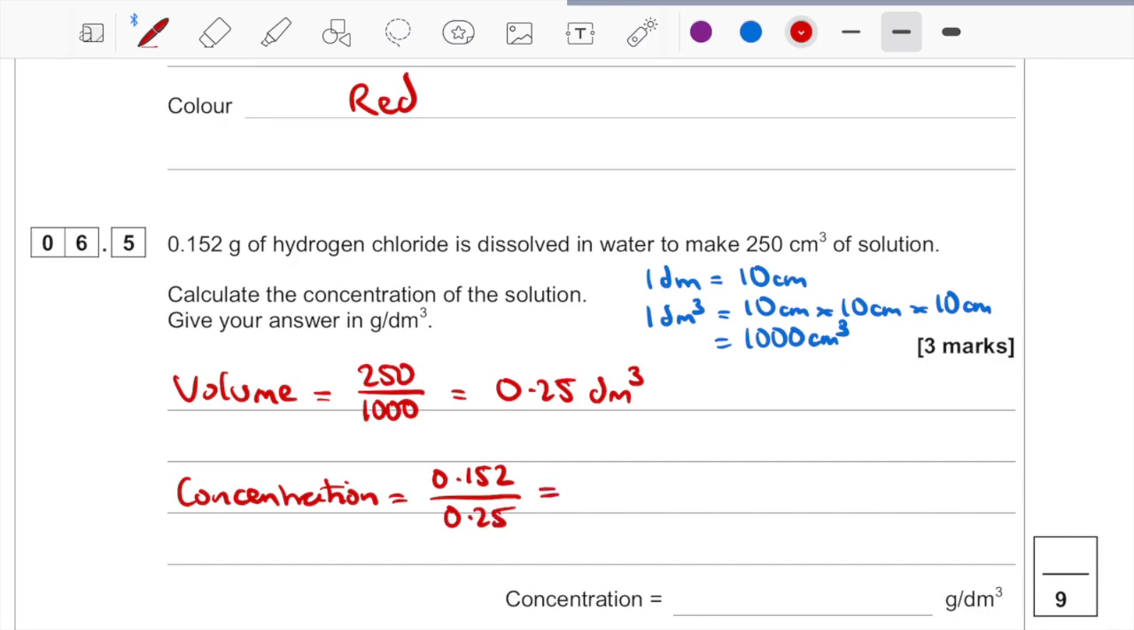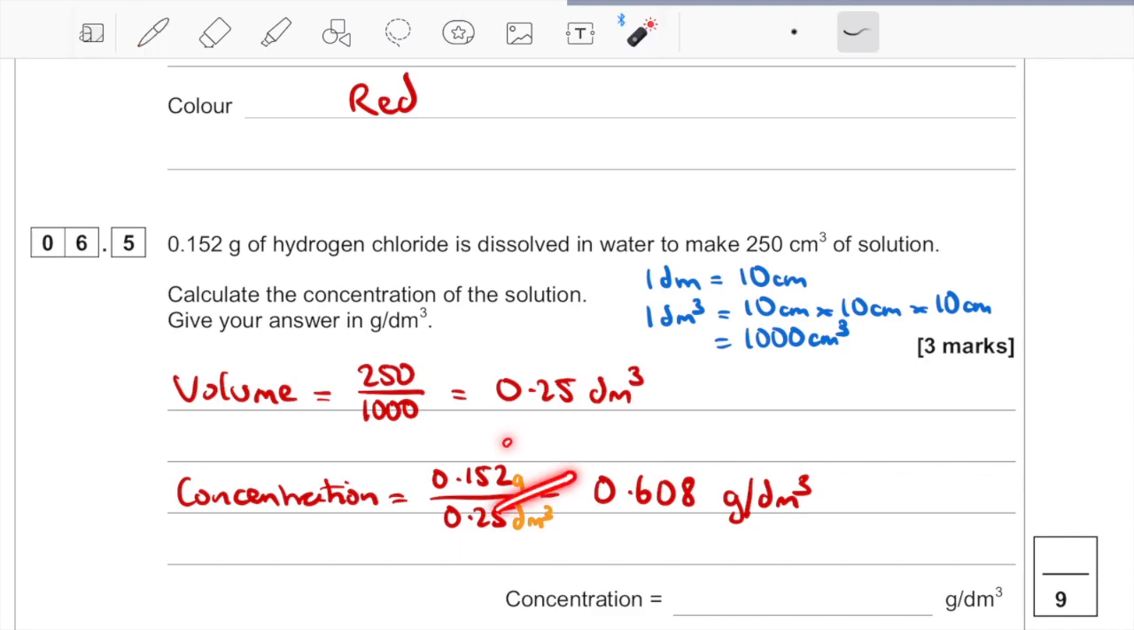And so our final answer is 0.608 grams per decimeter cubed. Just to show you, that's grams and that was decimeter cubed, which is why that is grams slash decimeter cubed.